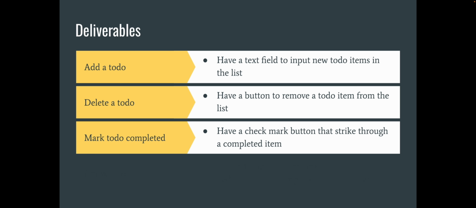Now let's talk about the deliverables here. We'll try to keep this as simple as possible, and we broke it down to three goals. First one is to add a to-do. So we'll have a text field just to input new to-do items in the list. The next is to delete a to-do item. We'll have a button to remove a to-do item from the list. And finally, we have the ability to mark a to-do item completed. So we'll have a check mark button that strikes through a completed item when clicked.